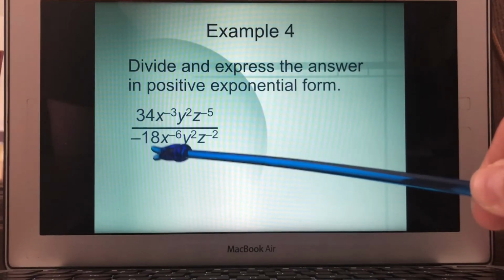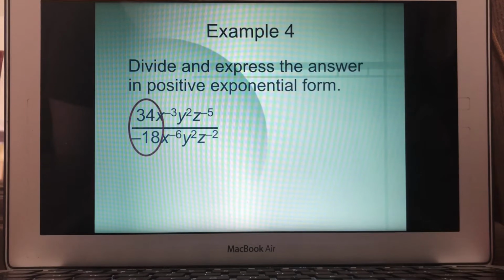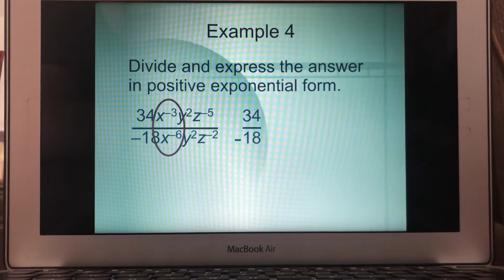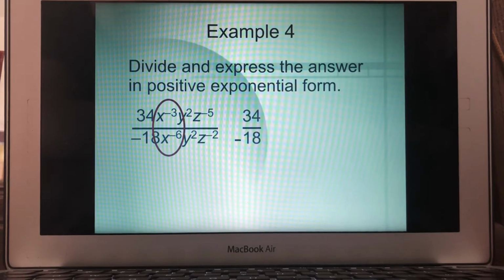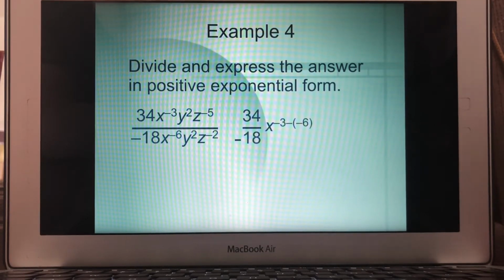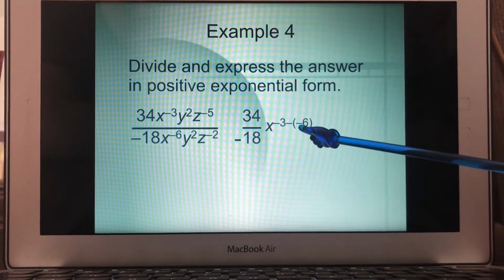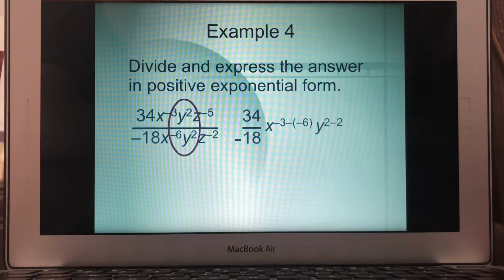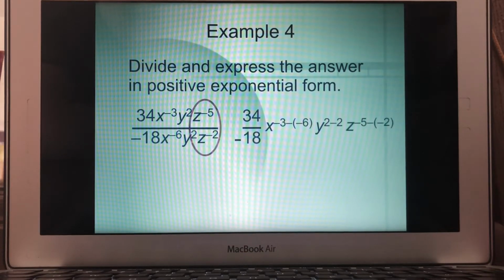First, we need to isolate the like terms. Okay, -34 over 18, and we can simplify that, but we'll do that later. Now, x to the -3rd power and x to the -6th power. Remember, we subtract -3 minus -6. Then we have the y's, and you have y to the 2 minus 2 power. Your z's, you have -5 minus -2. And now we can take each of those and start simplifying.